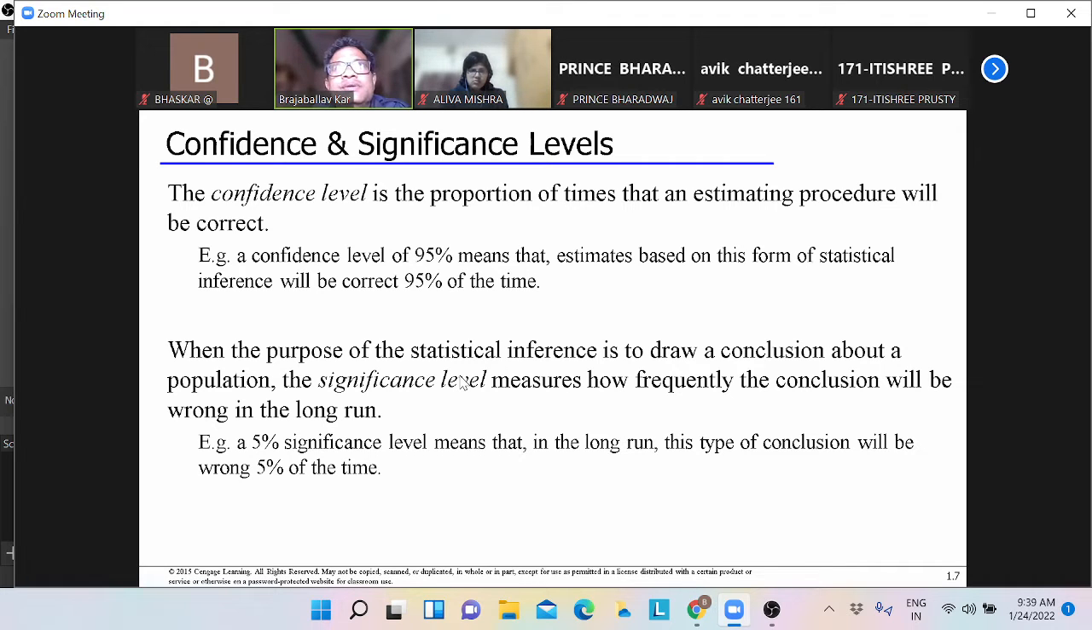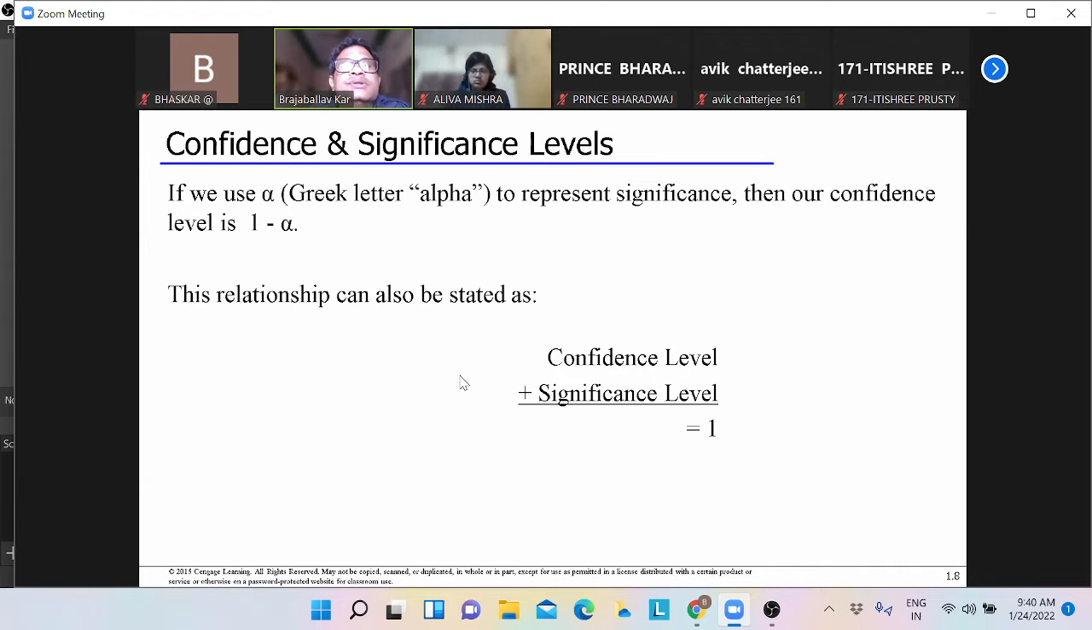So if you say the mean income is 15,000 to 15,500, whatever you have estimated is likely to be correct this percentage of the time. So that would be your confidence level. Similar is your significance level. So this is alpha; 1 minus alpha is the confidence level, and the significance level is alpha.